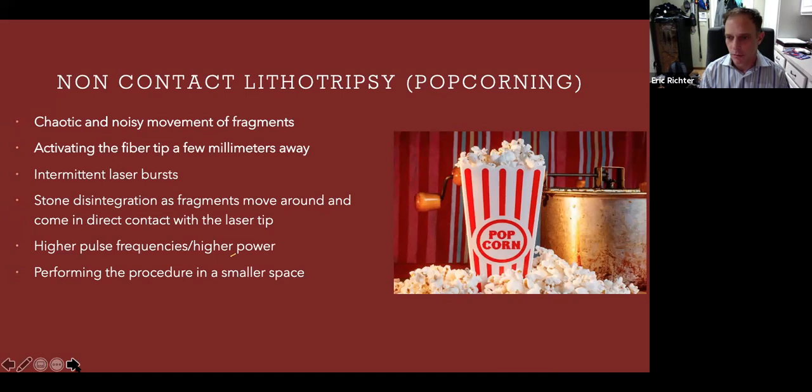So sometimes I'll move a stone. If a stone is sitting in the pelvis, when I know I'm going to want to do this, you can actually basket the stone and then drop it off into a calyx. And that'll make that easier for you as you advance in the case.